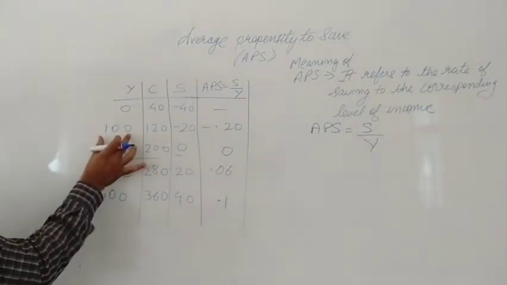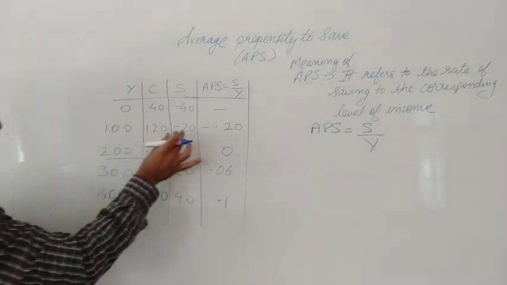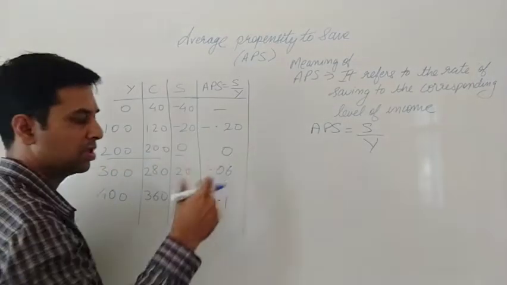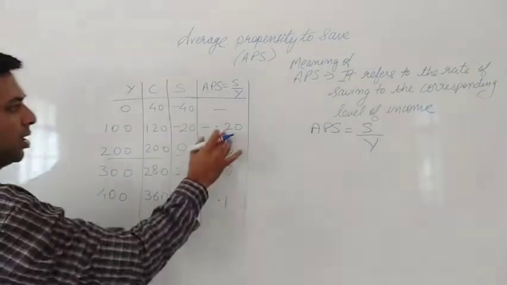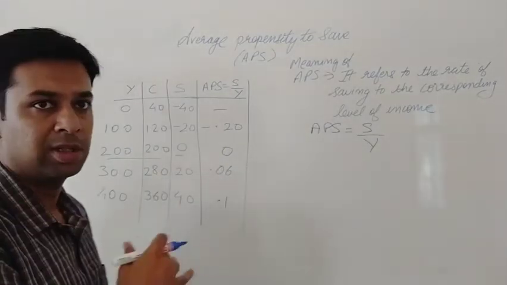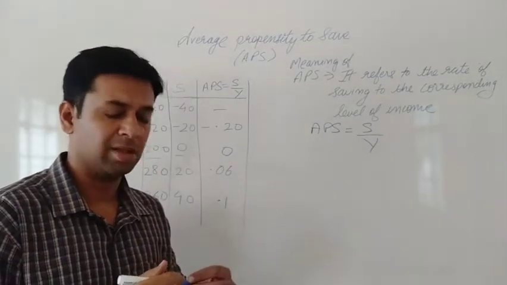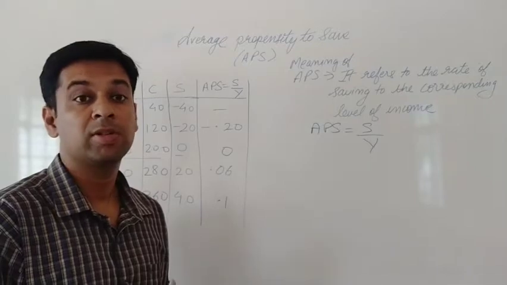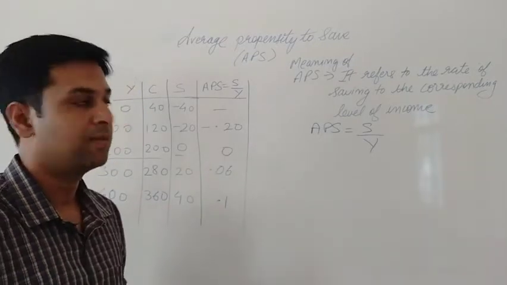Suppose at a level of income of 100, how much is the saving? So this is the rate which tells us about that. If you are writing minus 0.20, what does it mean? It is negative, which means you are taking out some extra money from your savings. That's why these dissavings are there.